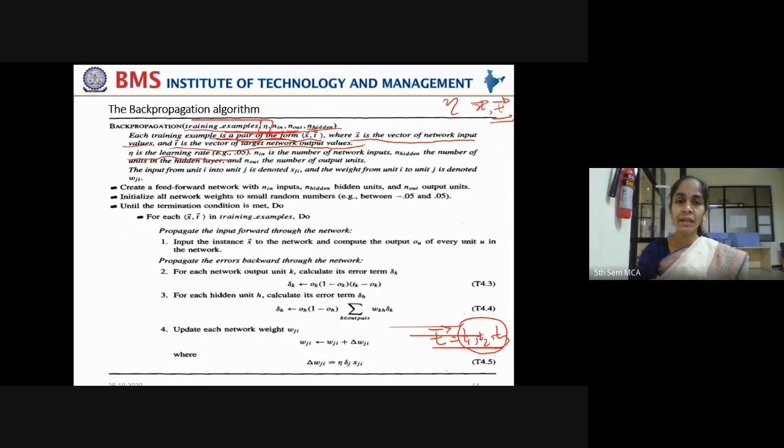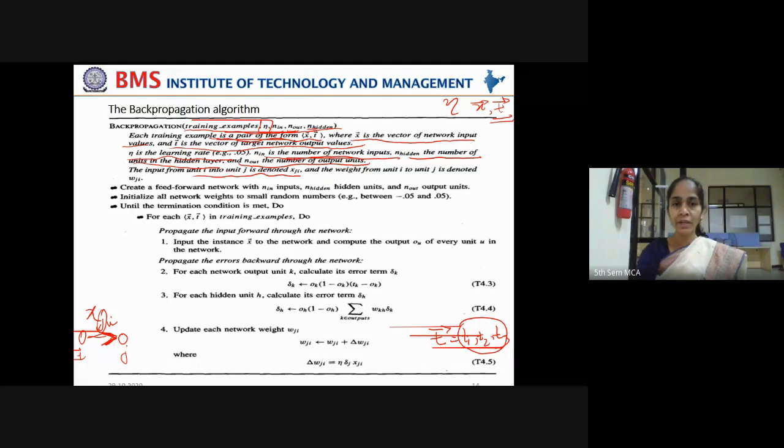Okay, so nu is the learning rate, n is the number of network inputs, n hidden is the number of units in the hidden layer, and n out the number of output units. Now, the input from unit i to unit j is denoted as xji. Do not get confused. If you want to represent the input from unit i to unit j, then you represent this as x of ji, not x of ij. So don't think of it as a printing mistake. You have to represent it like this. Wherever the tail ends, that has to be denoted first. So it is xji.